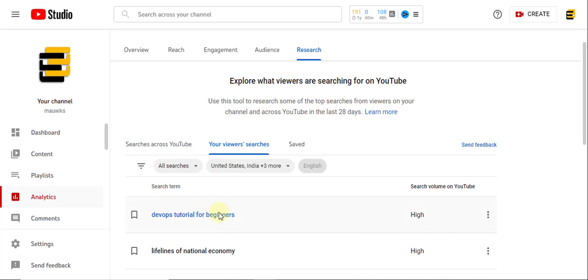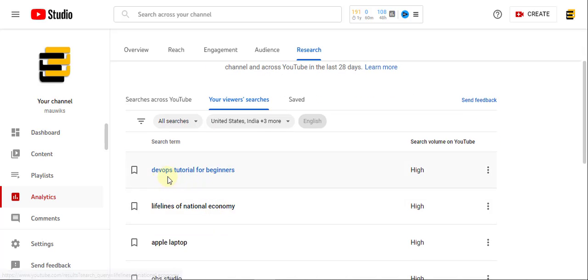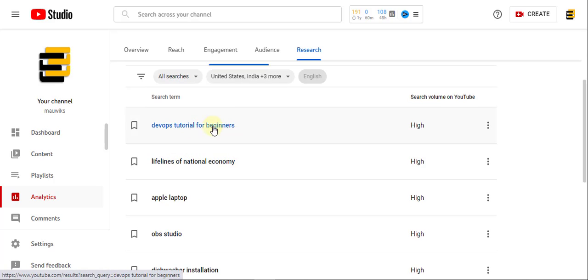Here, we can also explore search terms relevant to our channel, based on what our viewers and viewers of channels in our niche are looking for on YouTube.